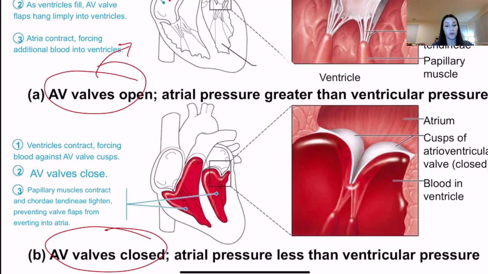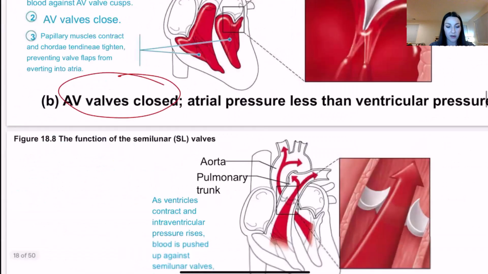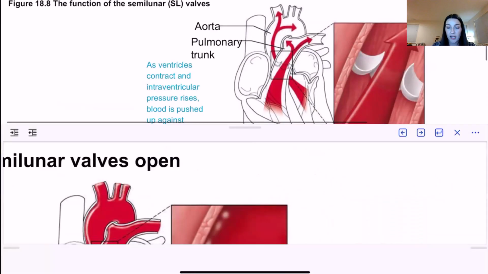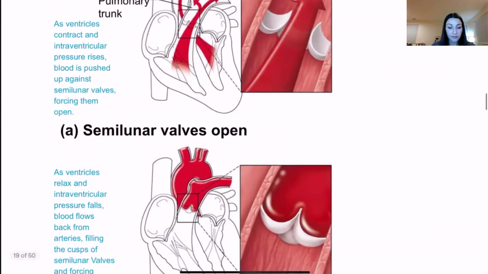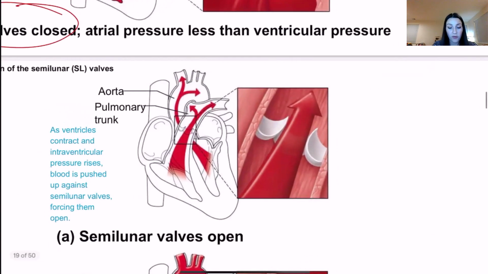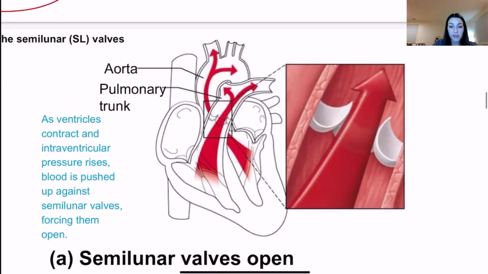But what about ventricles to elsewheres? That's the next panel. This is still in your text. From the ventricles, once the ventricles have more pressure than the next vessel, the pulmonary trunk or the aorta, that's when our semilunar valves open. Those semilunar valves open when the ventricular pressure is greater than the pulmonary trunk or the aorta. So that's when our semilunar valves open.